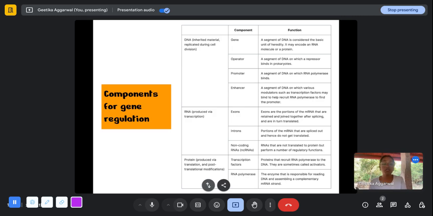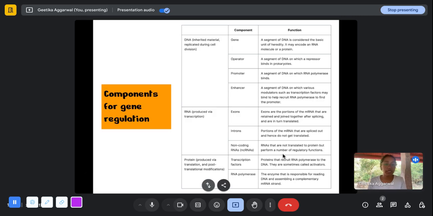Then, having discussed the DNA, comes the RNA. RNA is the thing that is produced after transcription from the DNA. It has exons and introns, as we discussed. Exons are those portions of the mRNA that are retained and joined together after splicing, and these are the ones that actually code for protein. So they are the ones that get translated in the end. And introns are the portions which are spliced out because they do not code for proteins. They are sometimes called junk DNA, but we now know that they are not junk because they might be coding for other things like small nuclear RNA or small interfering RNAs or microRNAs. But these do not get translated into proteins.